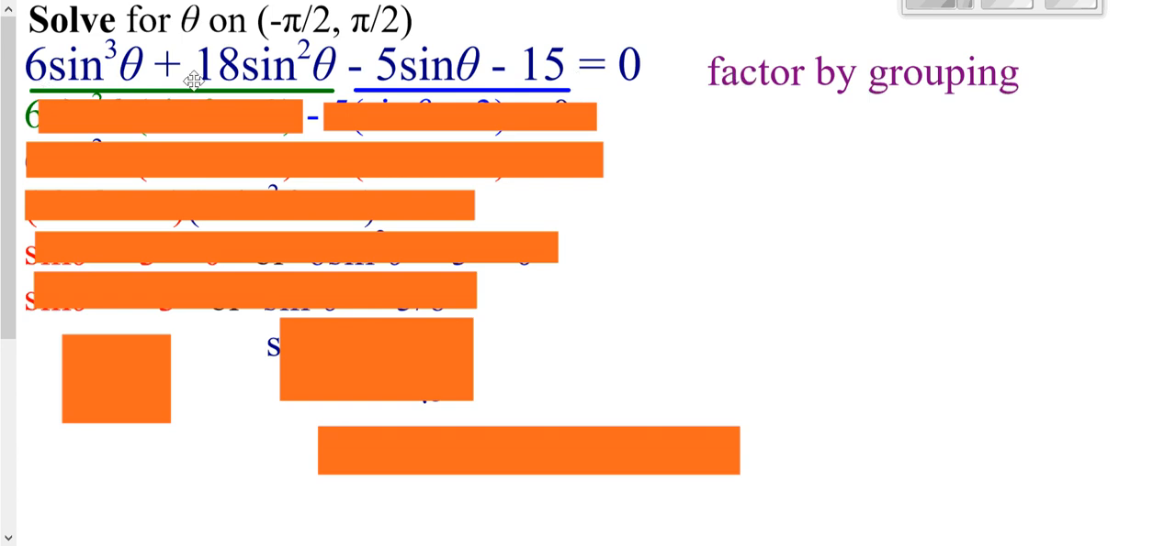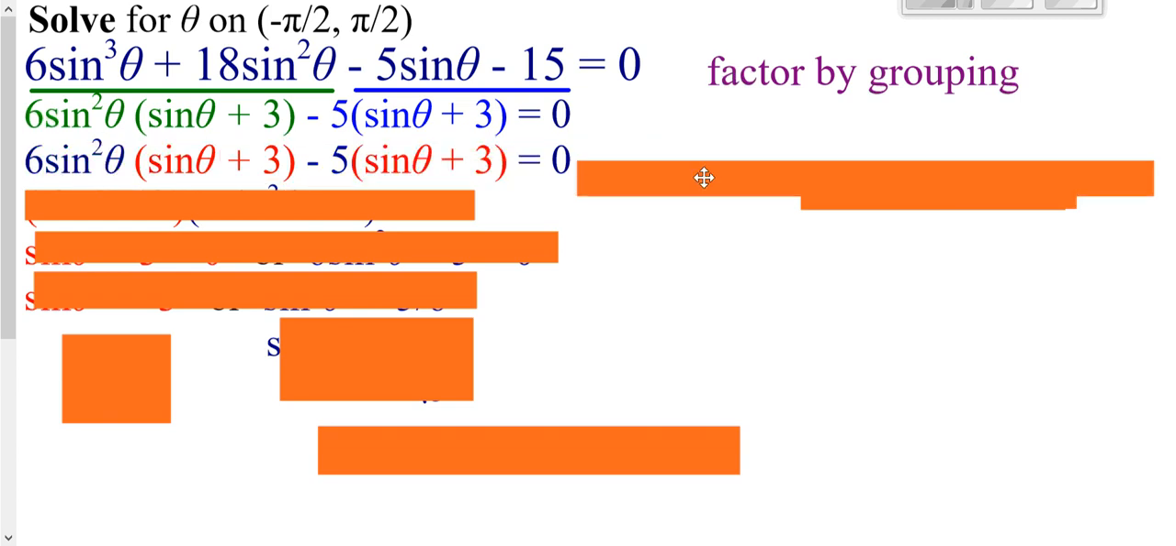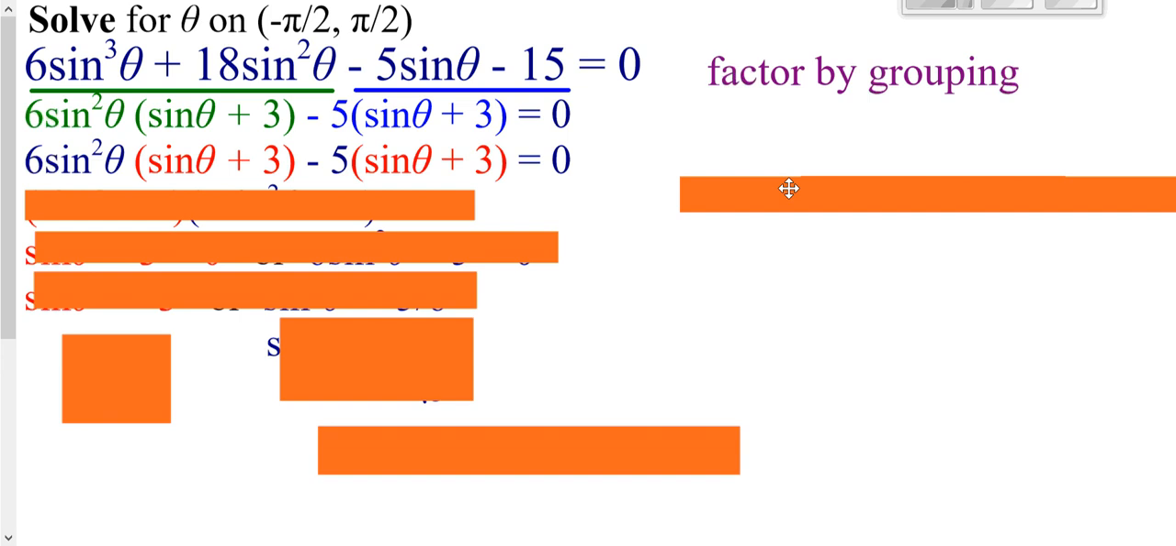What can you pull out of the first 2 terms? Well, I could pull a 6 and a sine squared. That would leave me with a sine and a plus 3. What can I pull out of the last 2? A minus 5. And that would leave me with a sine and a plus 3. So, with that in mind, keeping in mind that both parentheses are the same, you can pull out your common factor, the sine plus 3.